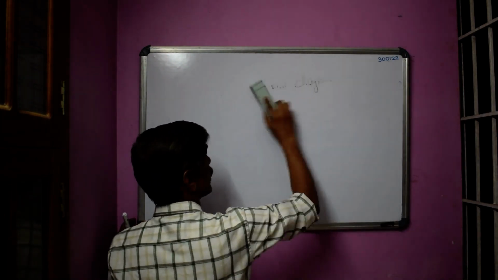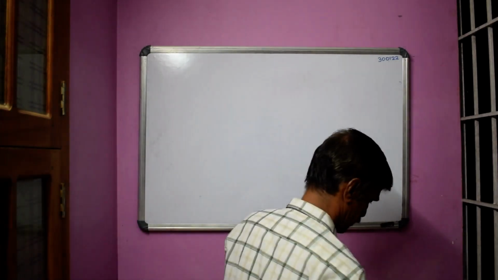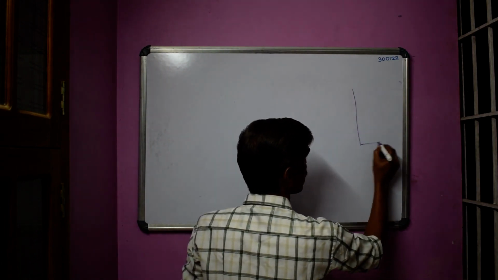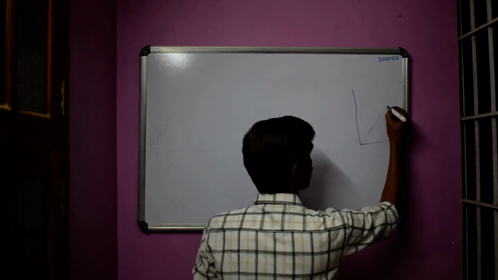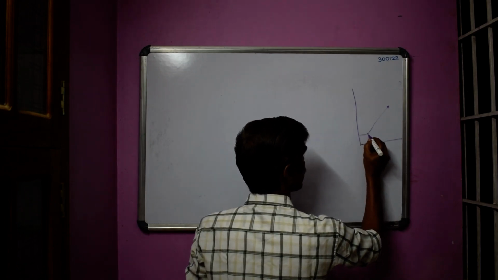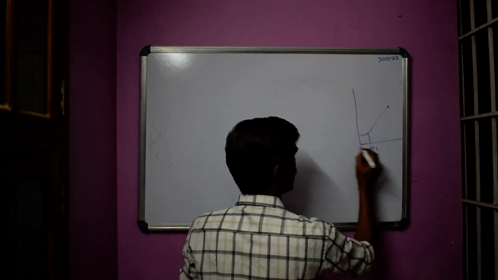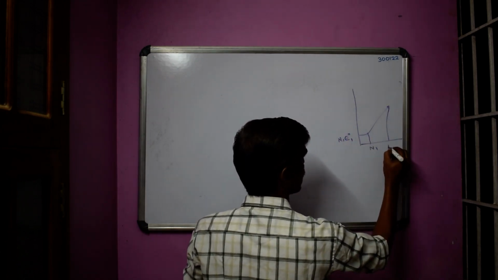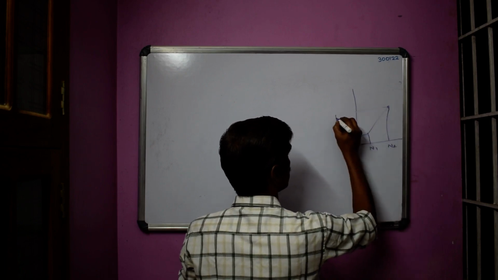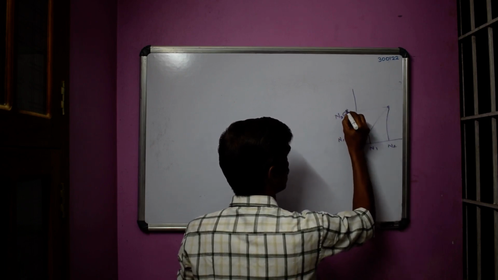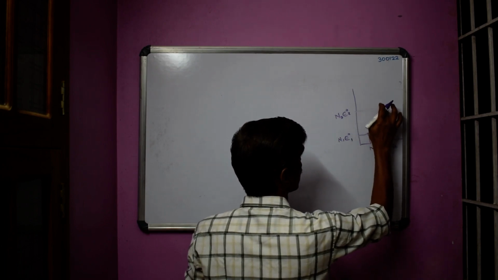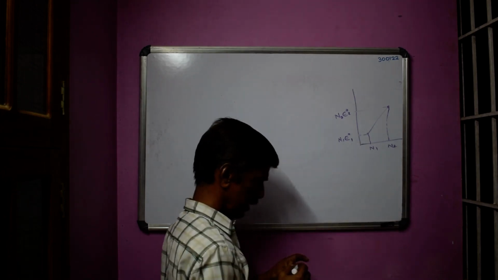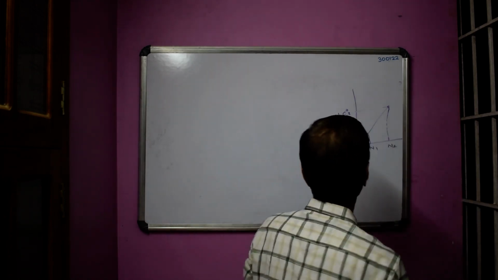This is N1, this is N1 E01, this is N2 and this is N2 E02, isn't it? Okay, this line is the Frost diagram.